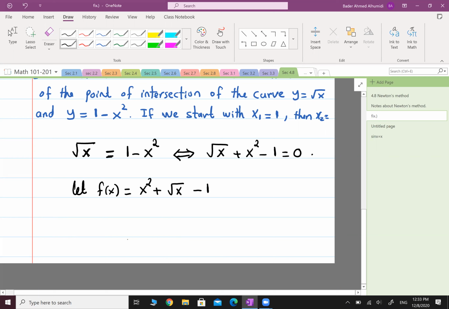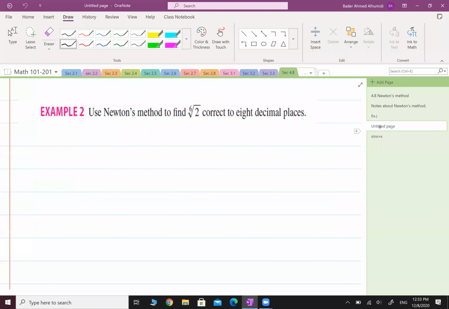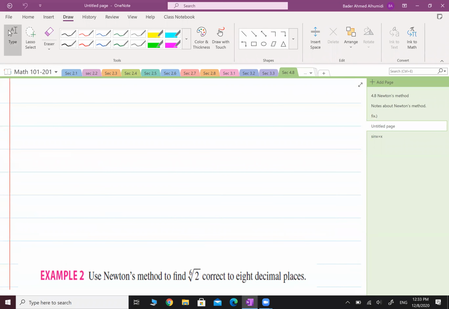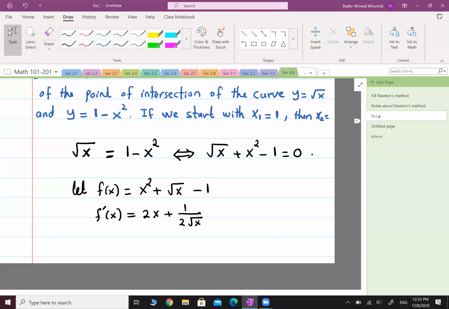What is the derivative of this? What is f prime of x? The answer will be 2x plus 1 over 2 root of x. Let us see again if I have space, good. So now how to find x2 if we have x1?